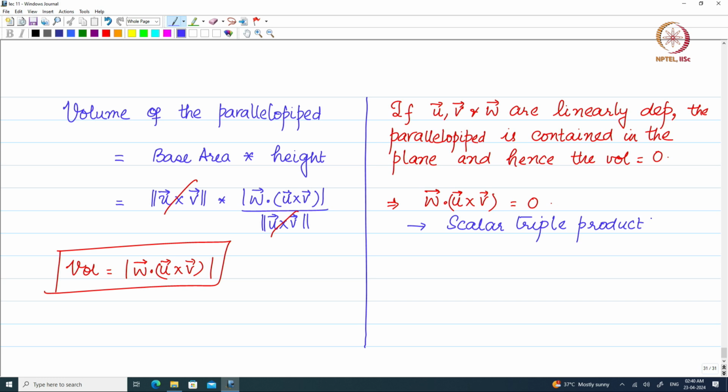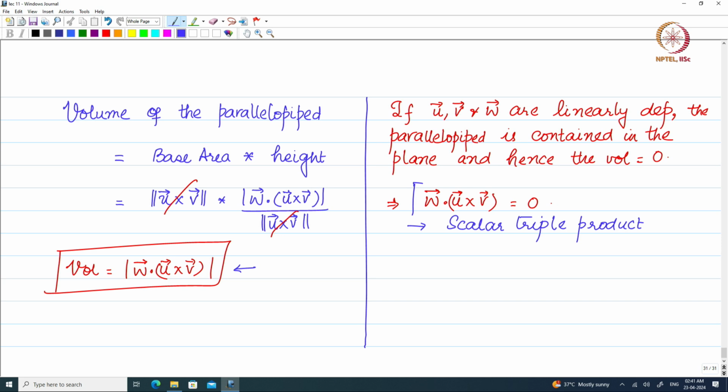This is something which we would have studied in high school, where this is also called the box product, which essentially we will see is the determinant of a 3 cross 3 matrix. Given 3 linearly independent vectors, they determine a parallelepiped, and the volume of the parallelepiped is basically given by the dot product of the w vector with the cross product of u and v, right. So, this is what it is.